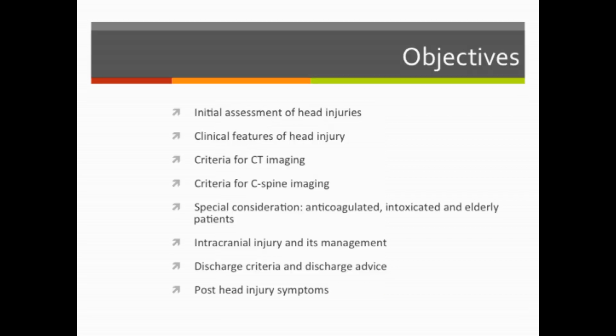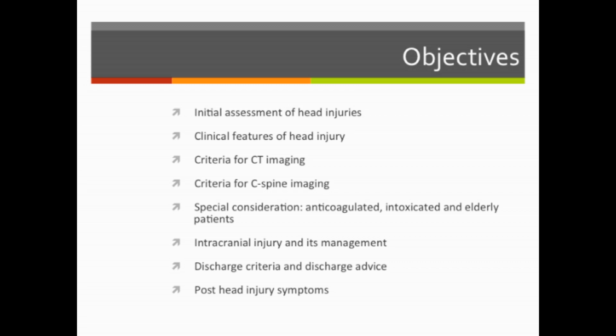The objectives of the tutorial are to look at the initial assessment of head injuries, what clinical features we should be looking for in our histories and examinations, looking at what the presenting clinical features of head injury might be, and then spending some time looking at the criteria by which we should decide whether to perform both CT head imaging and also further imaging of the cervical spine.